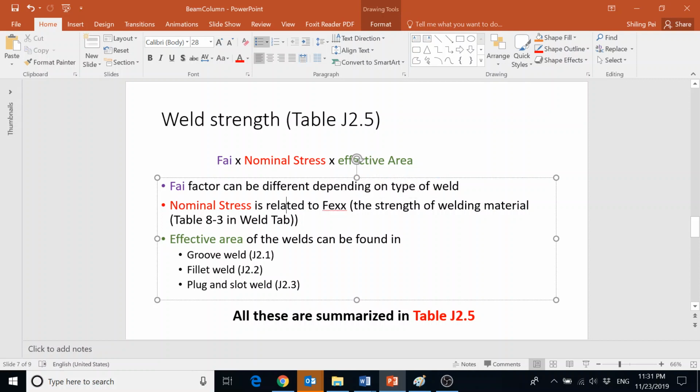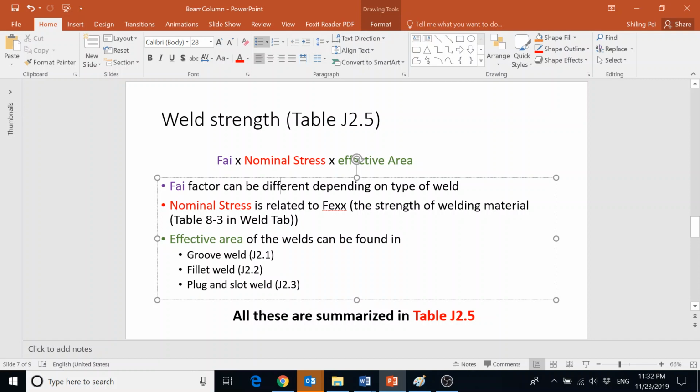And the nominal strength is not directly this. It's typically like 60% of this, or sometimes 70%, sometimes 50% of this. We'll get to that. Then the effective area of a weld, there are a lot of ways to calculate them, depending on which one you are. But all the effective area calculation formulas and methods are defined in the corresponding chapters or sections of those three types of weld: J2.1, 2.2, and 2.3.